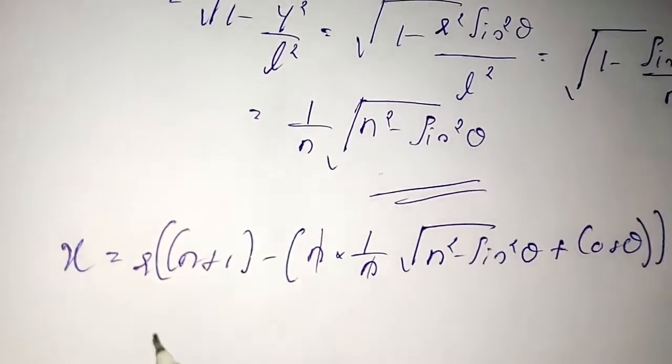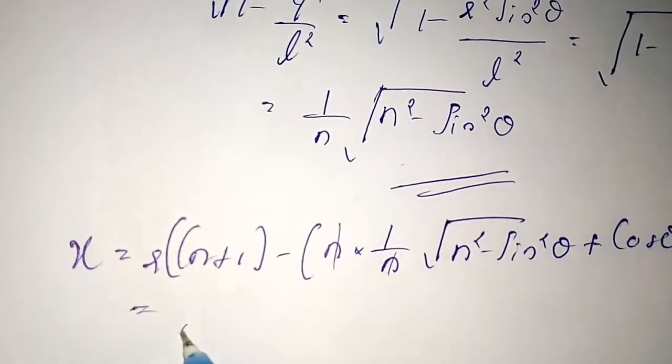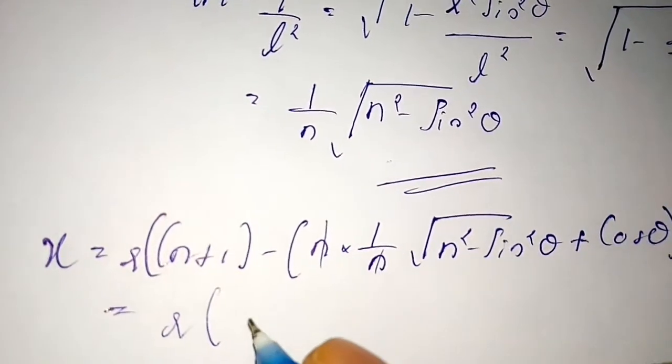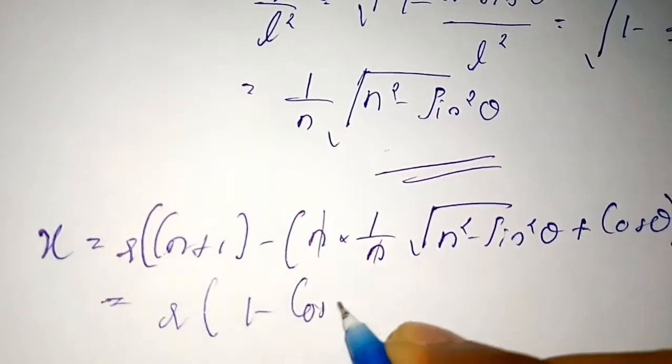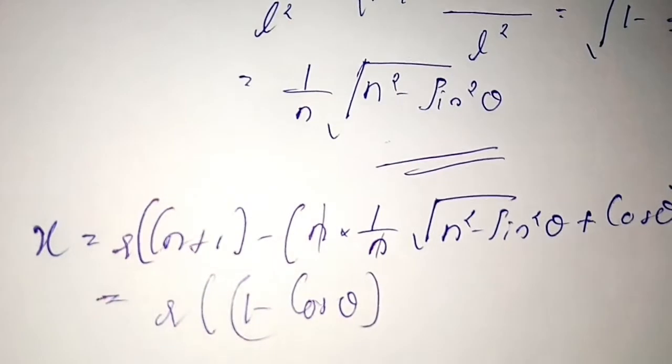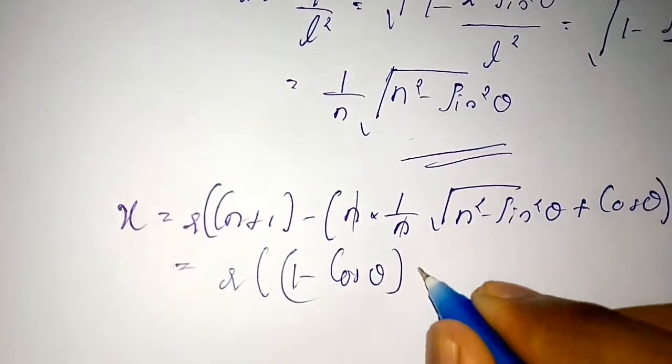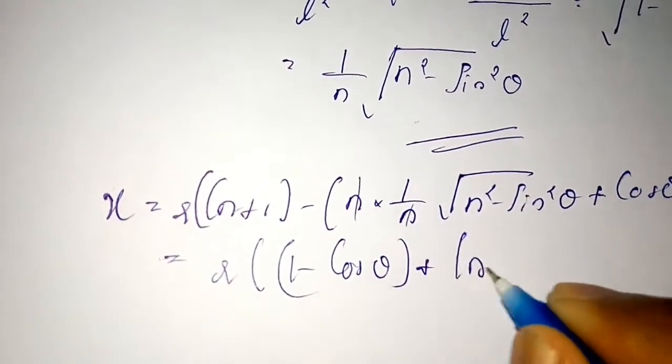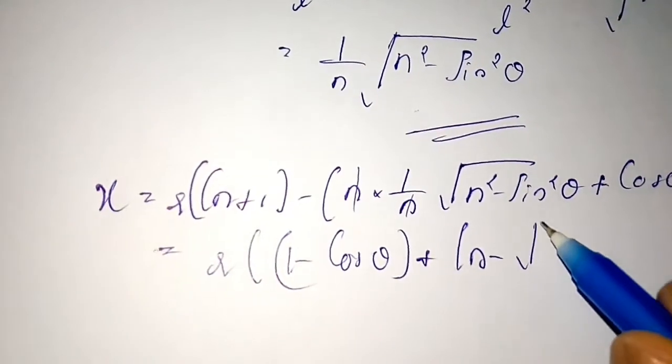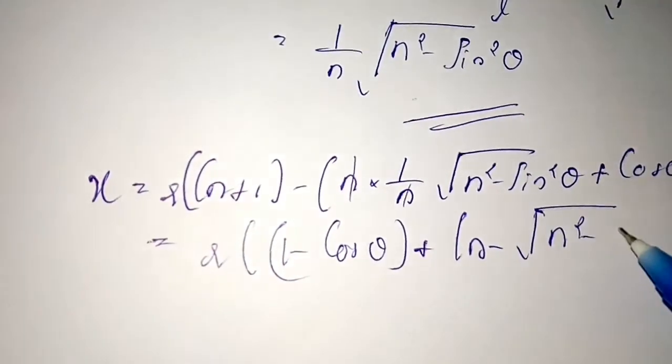We can rearrange it as R into 1 minus cos theta plus N minus root of N square minus sin square theta.